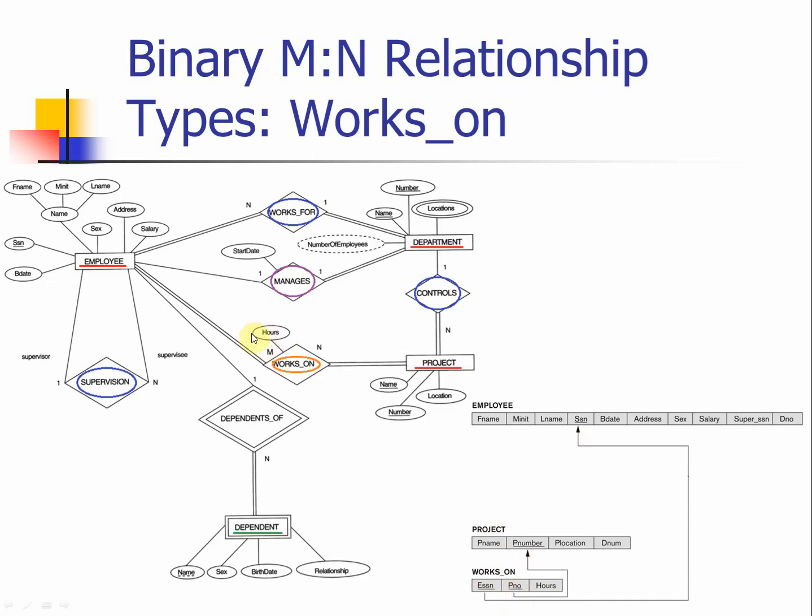Since there is also an hours attribute attached to this relationship, we need to include this hours over here as well. And therefore, you can see that is how we are able to handle the m-to-n relationships by creating a new table.